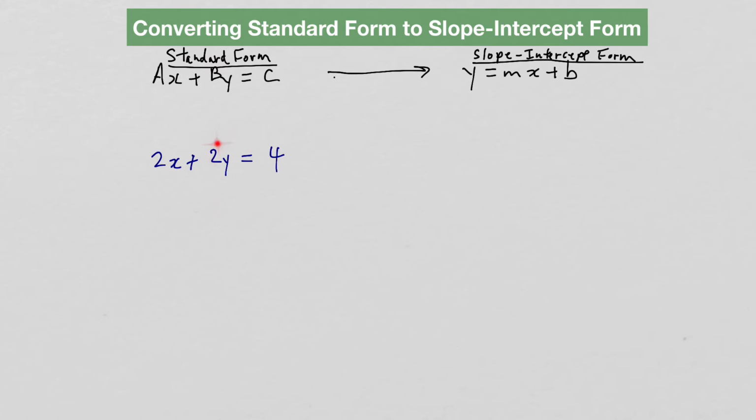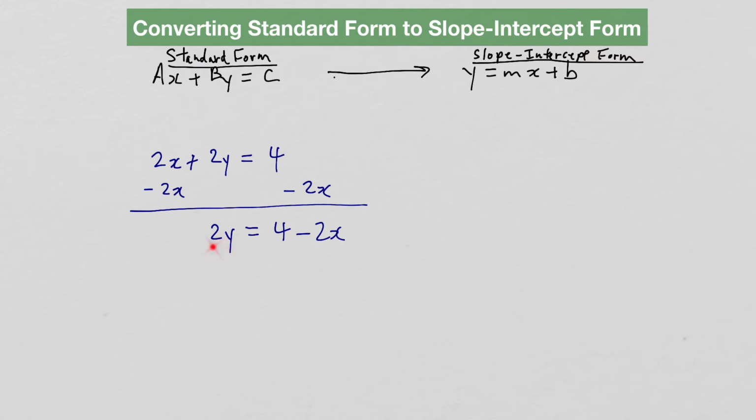So what we want to do is isolate this quantity, 2y, by moving this 2x over to the other side of the equation. So to do that, we're going to subtract 2x from both sides. Okay, when we subtract, these cancel each other out, 2x minus 2x. Then what we're left with is 2y is equal to 4 minus 2x. Okay, this quantity just comes down, and this quantity, which is a negative, comes down.